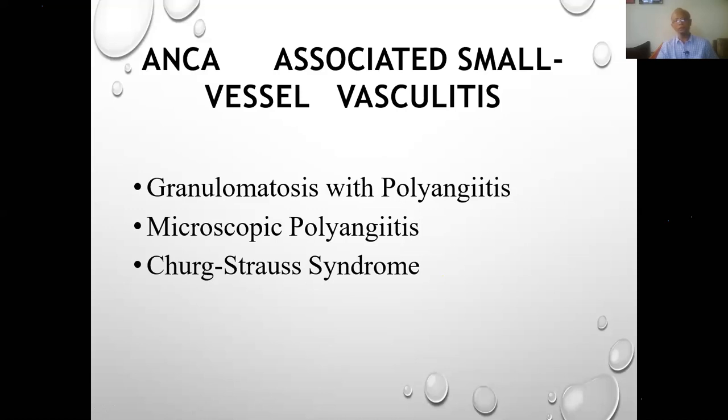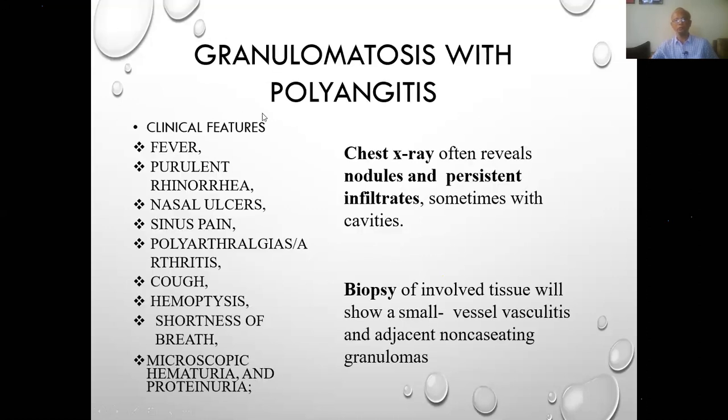These are the conditions: granulomatosis with polyangiitis, microscopic polyangiitis, and Churg-Strauss syndrome. You can see these three diseases are associated with small vessel vasculitis. Then granulomatosis with polyangiitis. Clinical features are usually fever, rhinorrhea, nasal ulcer, polyarthralgia or arthritis, cough, hemoptysis, shortness of breath, microscopic hematuria, and proteinuria can be there.